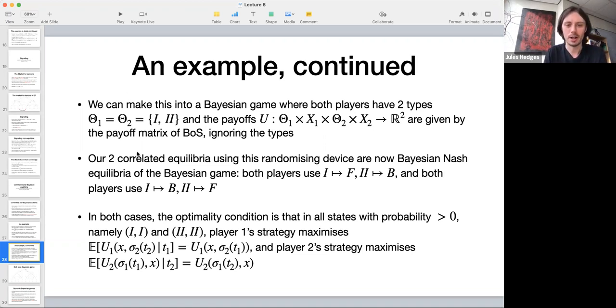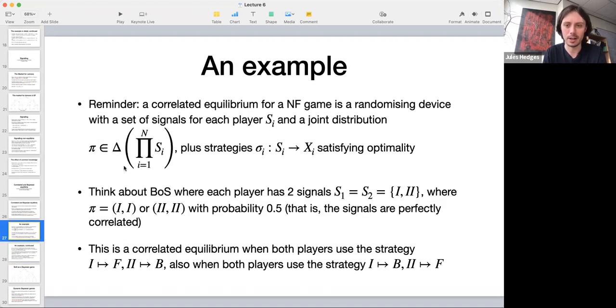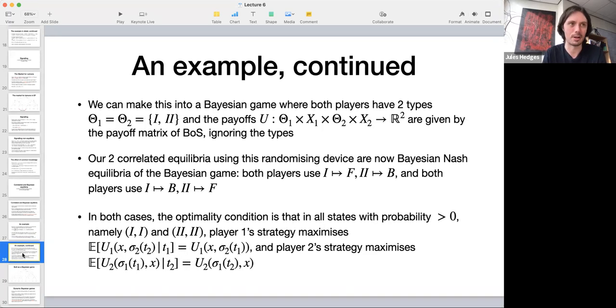So our two correlated equilibria that use the randomizing device now become, oh, and of course, what I forgot to write here is that, part of the definition of a Bayesian game is the prior distribution, the joint distribution on types, and that is going to become exactly this joint distribution. The randomizing device is going to play the role of nature drawing the types of the players.